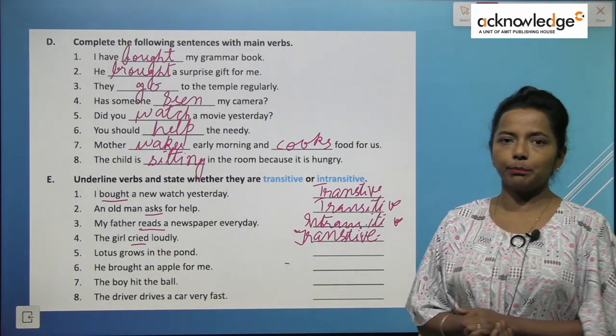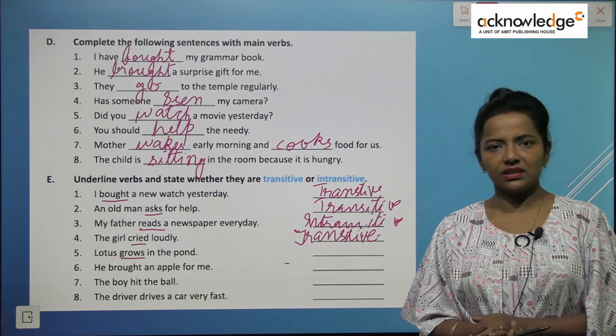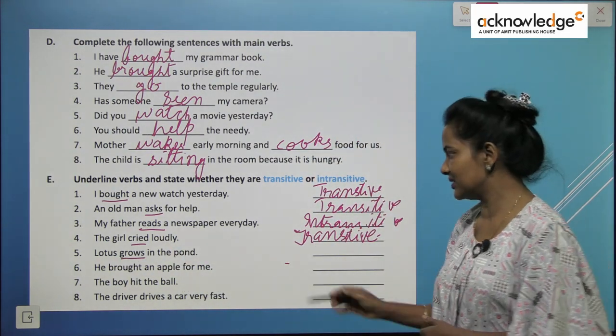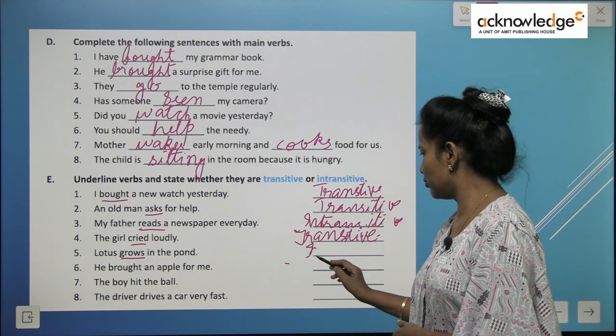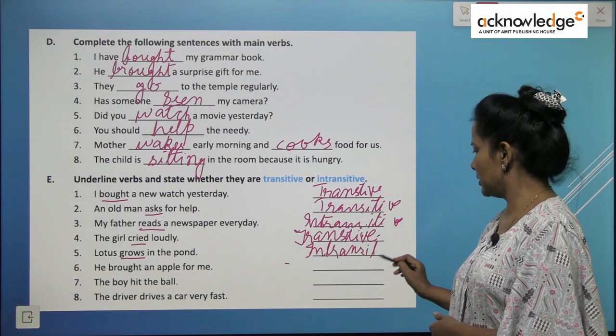Lotus grows in the pond. Grows. Yes, no object has been added here. So, this is intransitive verb.